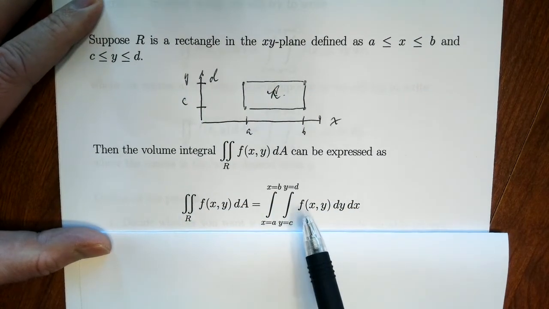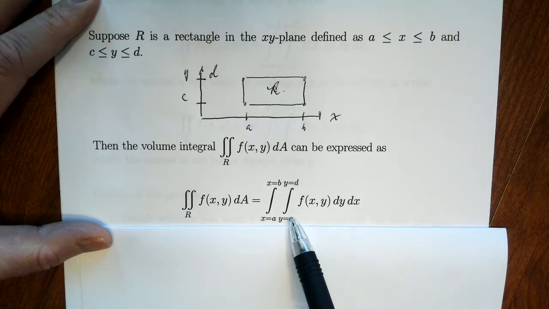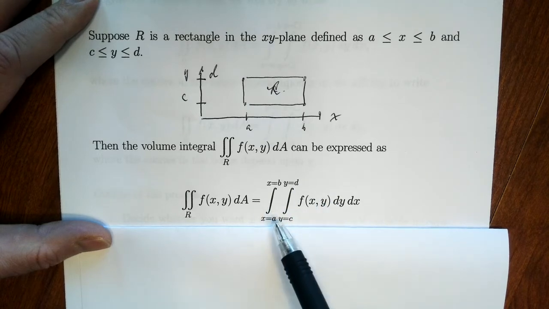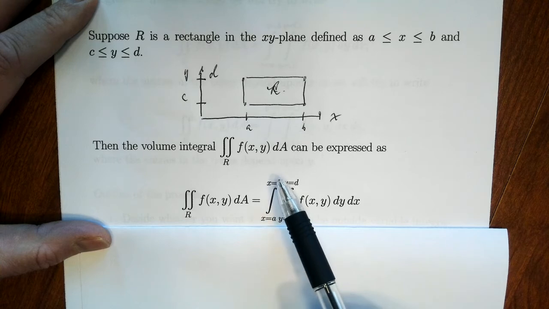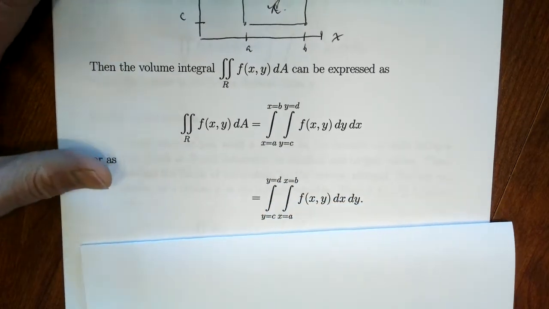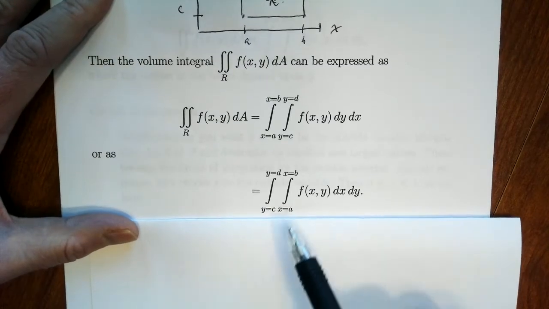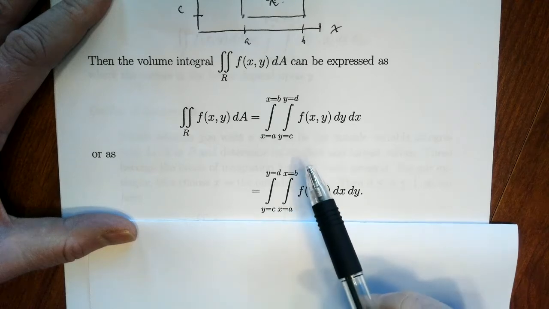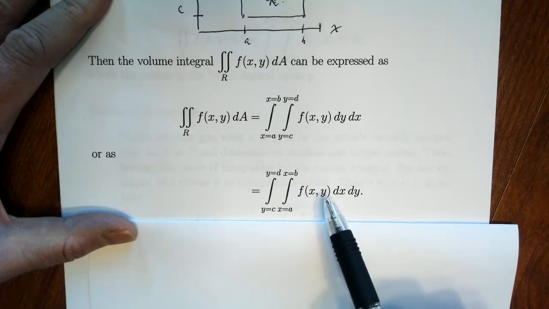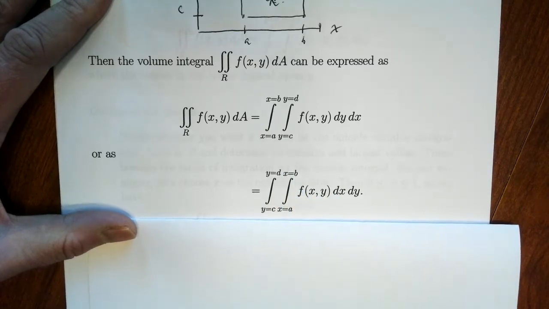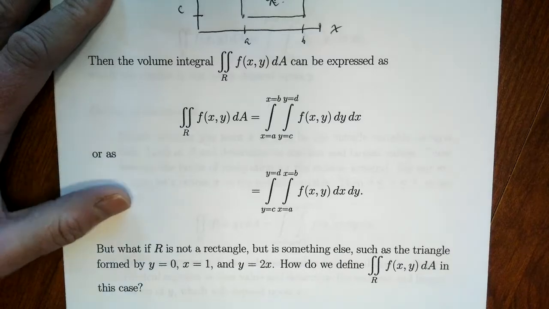One way is to integrate with respect to y first. So we have the integral of f of x,y from y equals c to y equals d, and then we take that result and we integrate it from x equals a to x equals b. Of course, we could switch the order of integration so that we integrate with respect to x first and then y: the integral from x equals a to x equals b of f of x,y dx. We would then compute that and integrate the result from y equals c to y equals d.